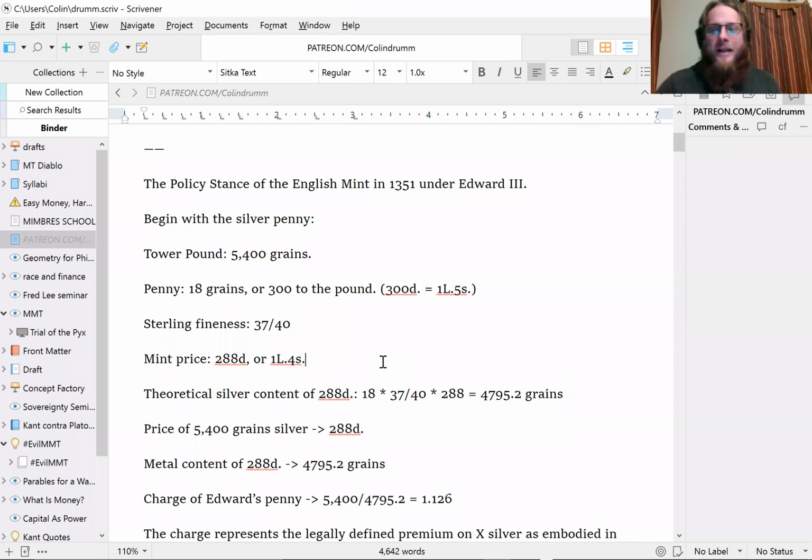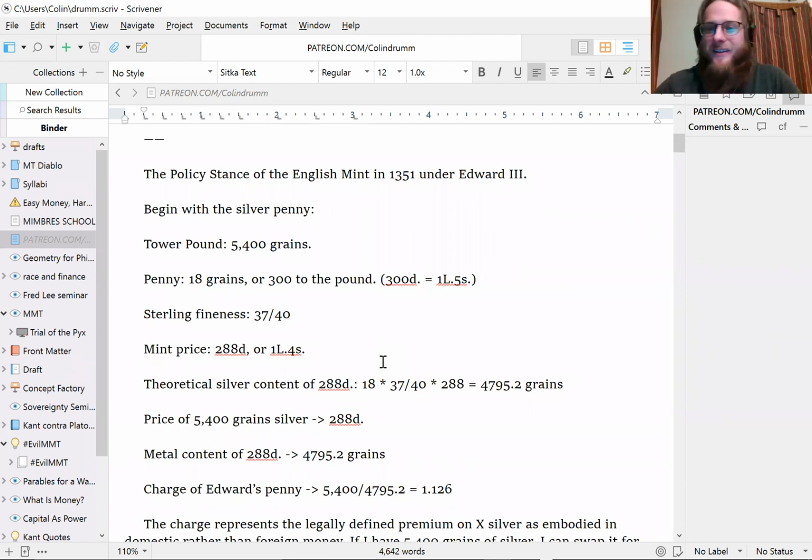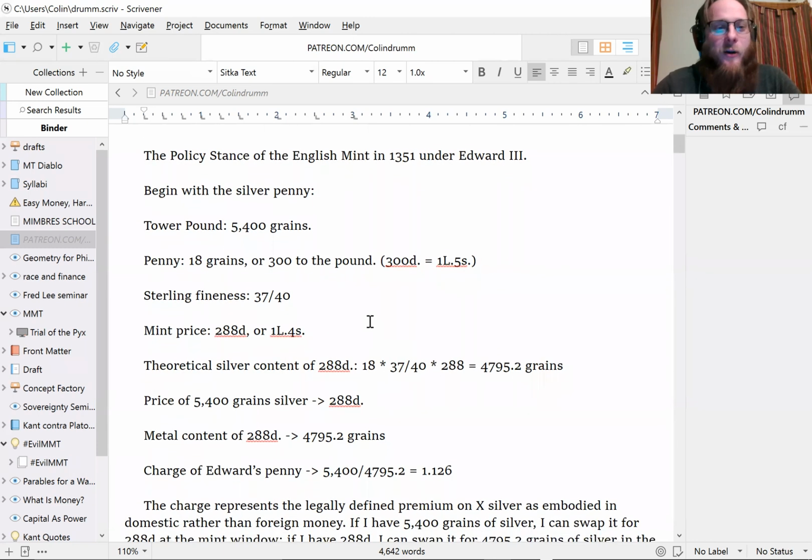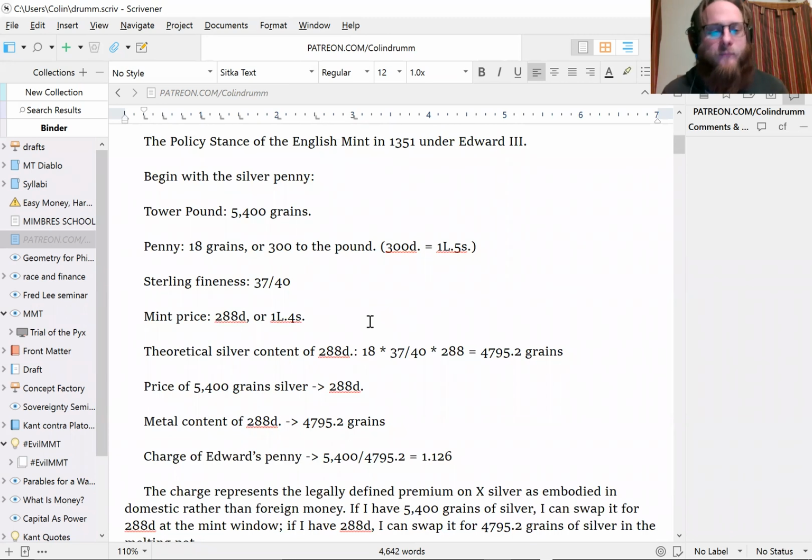So let's look at the mint as it was defined in 1351 by Edward III, who had spent the last decade reforming the coinage in various ways that we won't get into all of here. But this was the final reform, a couple of years after the plague hits, so these are very tumultuous times. Sound familiar? Big monetary reforms in the middle of a pandemic disease.